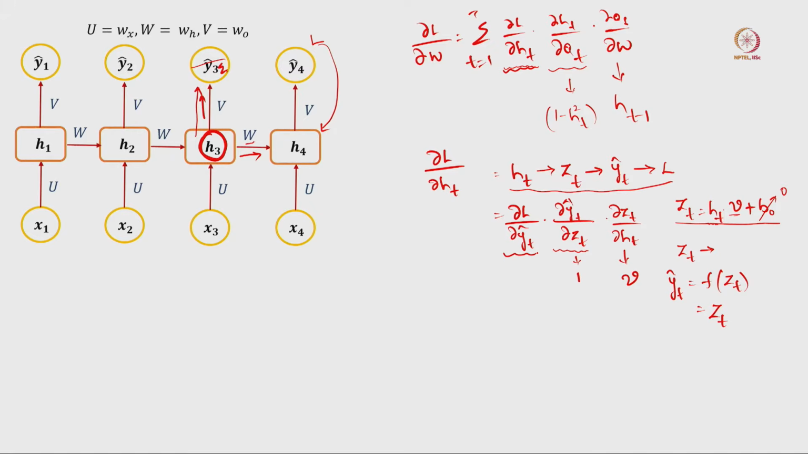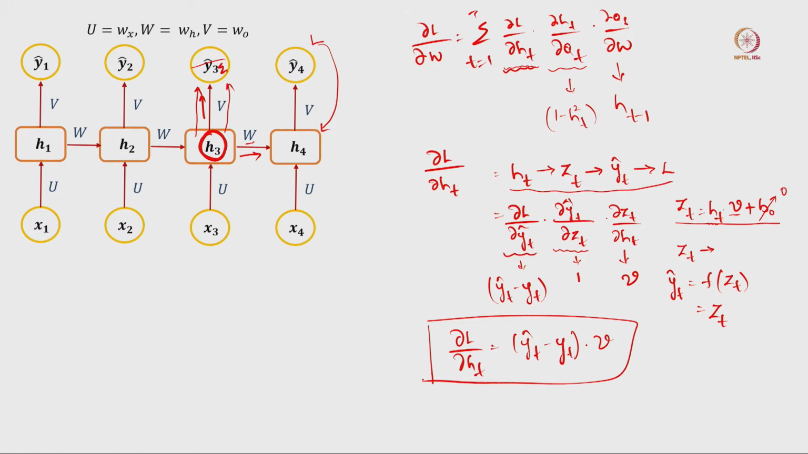And some time back we have calculated all these. So YT hat minus YT. Therefore you see one term: when H3 is going up, you get the value YT hat minus YT multiplied with V. This is one term, where H is going up at a particular time step T.